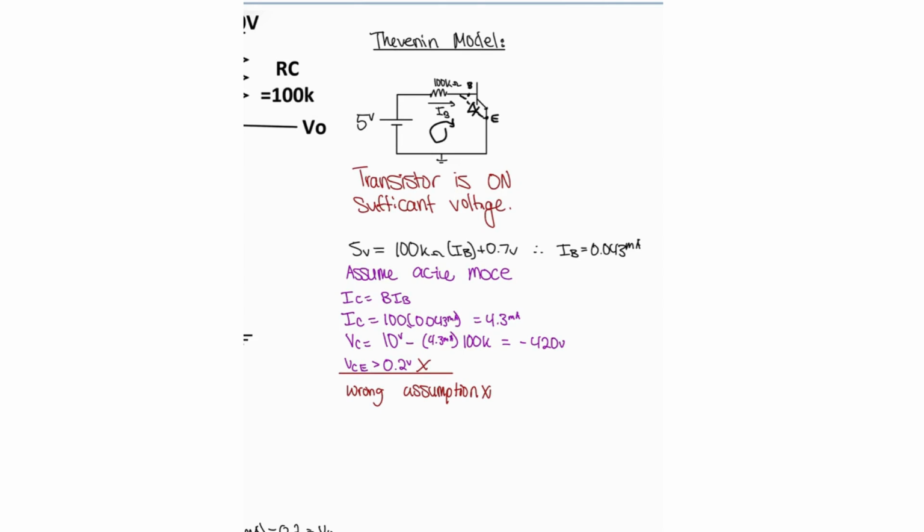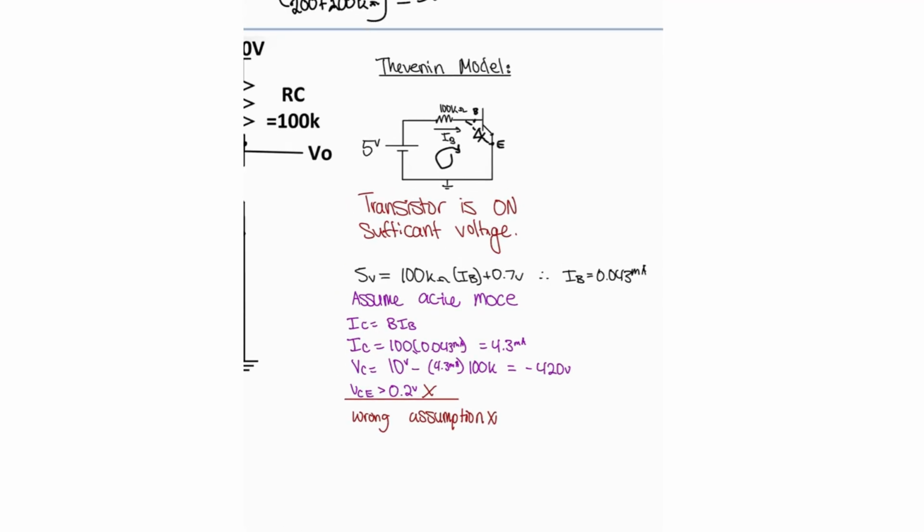From this input loop, we can do a nice little KVL. We have 5 volts in this entire circuit, and we set that equal to 100K ohms times IB, because that's the current times the resistance of this resistor to find the voltage drop. Then we add 0.7, due to the voltage across this base to emitter here. So our IB is going to be 0.043 milliamps.